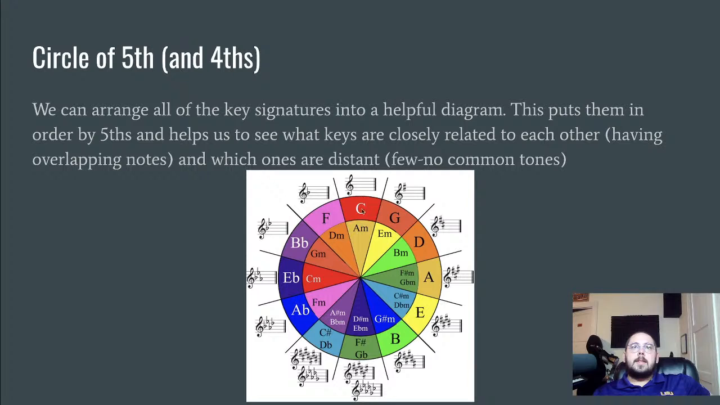So C major has a lot of notes in common with F and G major. B has notes in common with F sharp and E. You can see that C major does not have a lot in common with C sharp, A flat, or G flat. There are very few common notes, if any. That can be very helpful for working out your keys and how they're related and things of that nature.